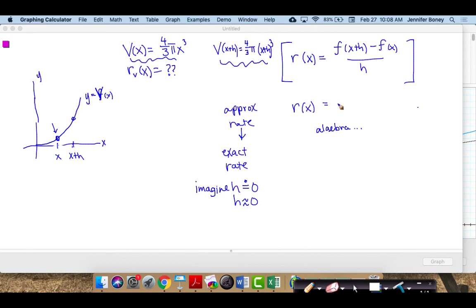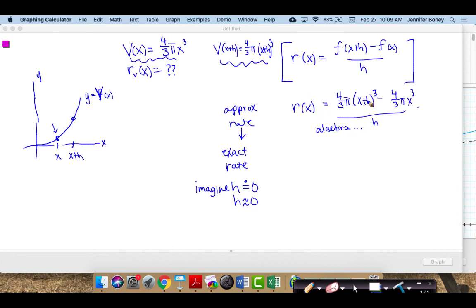But let's see, so I'd have this 4/3 pi times x plus h cubed minus 4/3 pi times x cubed all over h. And I'm going to do some algebra with this. Now, there's that 4/3 pi in both terms of the numerator. If I want to factor that out now and not deal with it, we can do that.